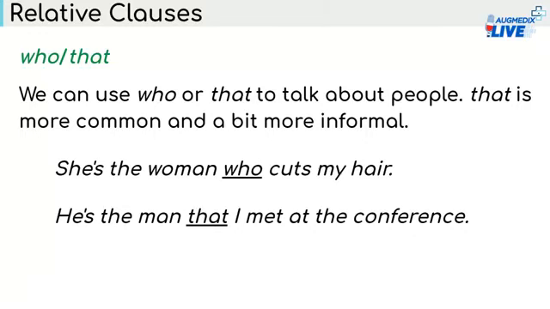He's the man that I met at the conference. Now, mind it, we can use who and that both to talk about people. However, who is more formal, that is informal. We don't normally go with that to refer to people, but we do informally. But whenever you're talking or writing formally, try not to form a relative clause with the pronoun that. Okay, so we can use who or that to talk about people. That is more common and a bit more informal. She's the woman who cuts my hair. He's the man that I met at the conference.